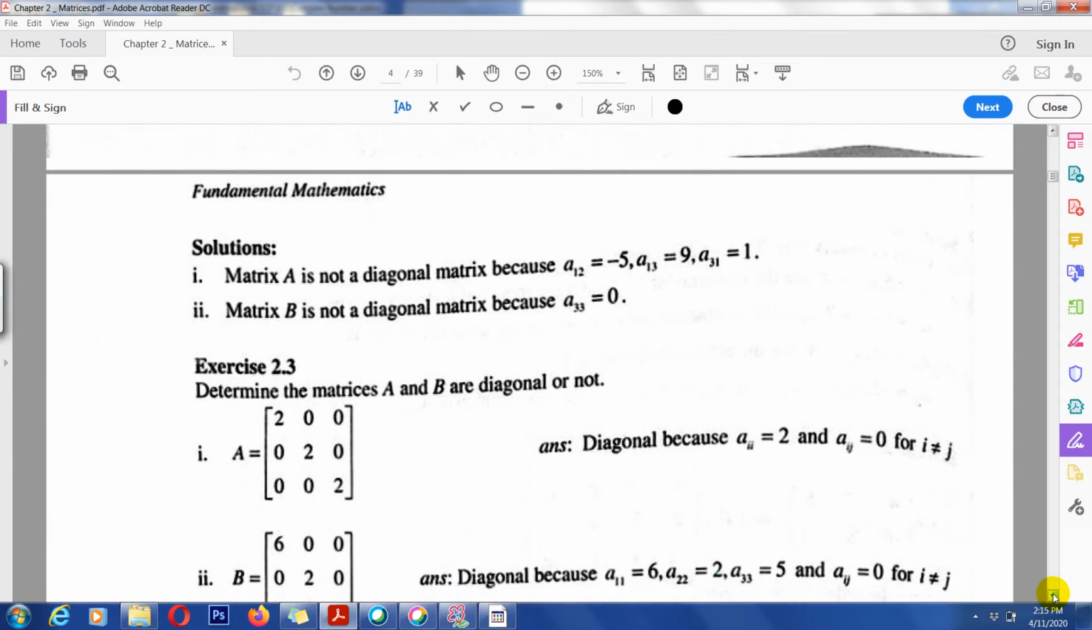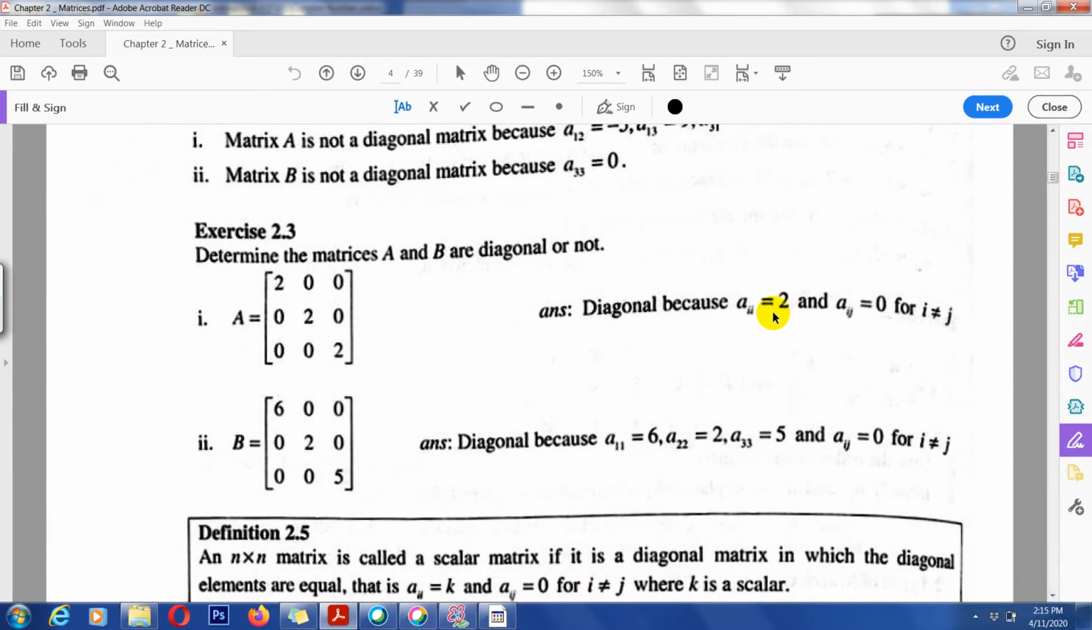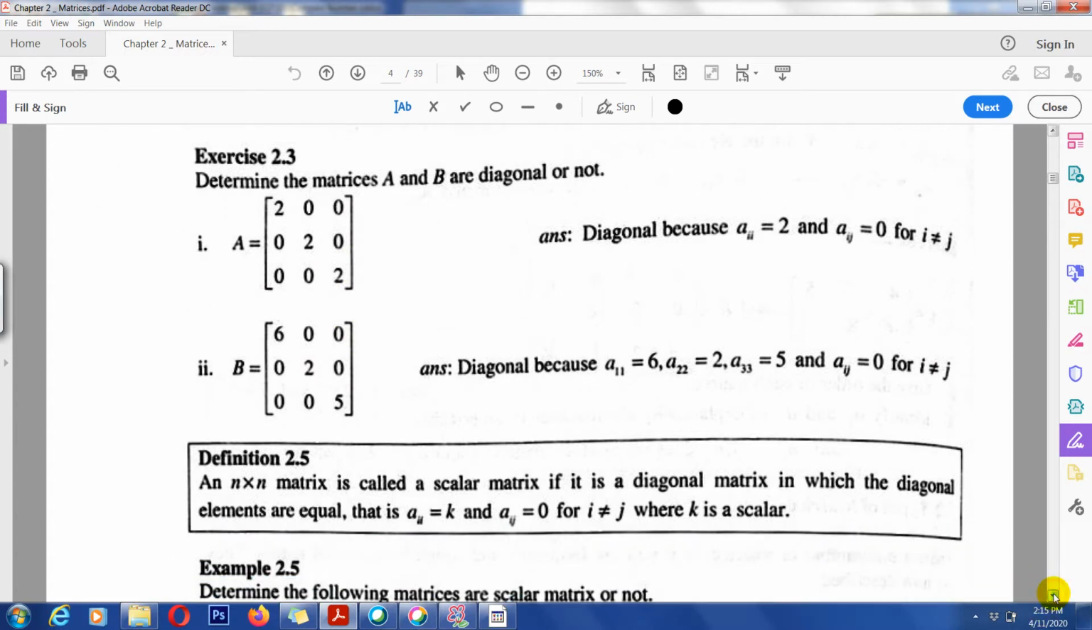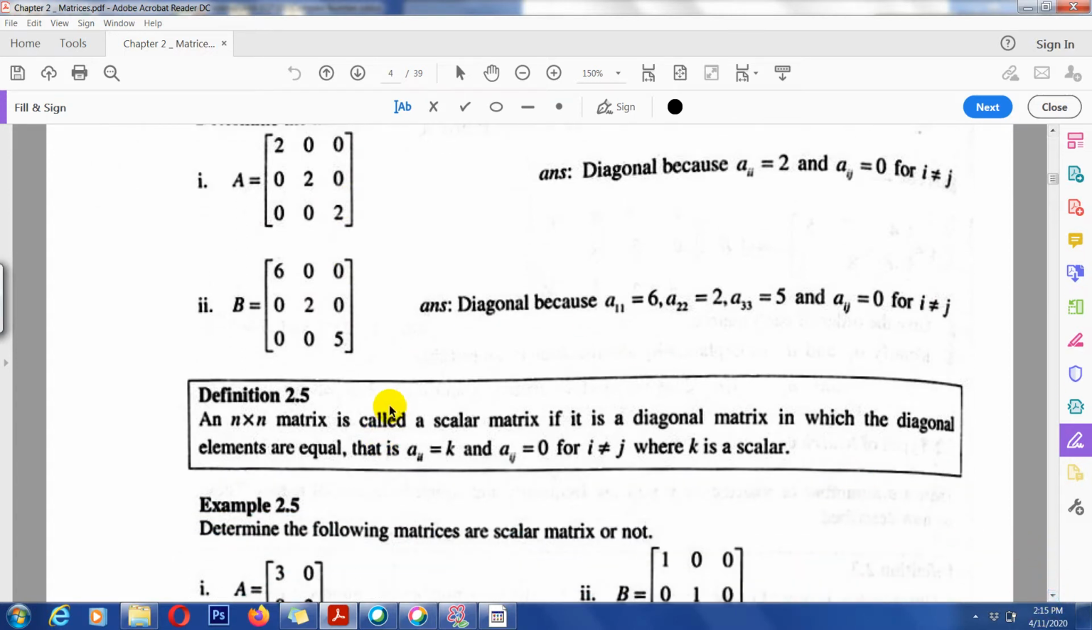Is this diagonal or not? This is diagonal because a_ii is equal to 2 and when i is not equal to j, it's equal to 0. It is also diagonal. So we have another definition, the scalar matrix. It is a diagonal matrix in which the diagonal elements are equal, that is a_ii equal to k and a_ij is equal to 0. It's a scalar matrix.